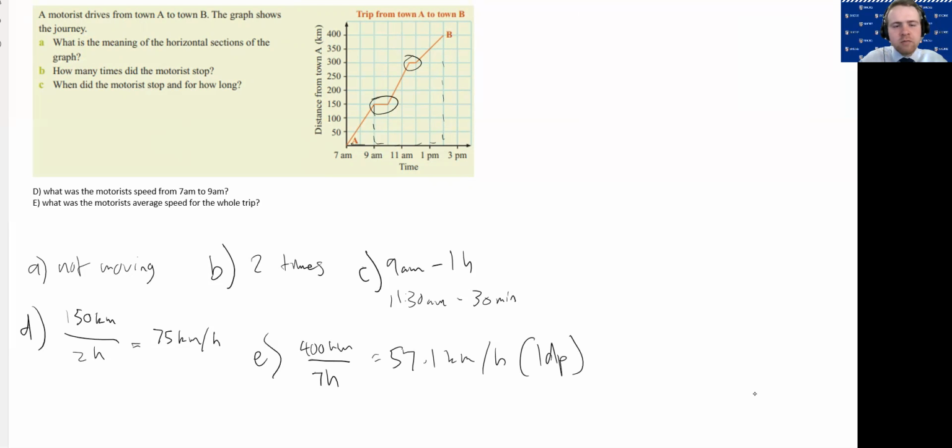Okay, so that's how we can read distance time graphs and interpret them, and as well calculate speeds as a rate.